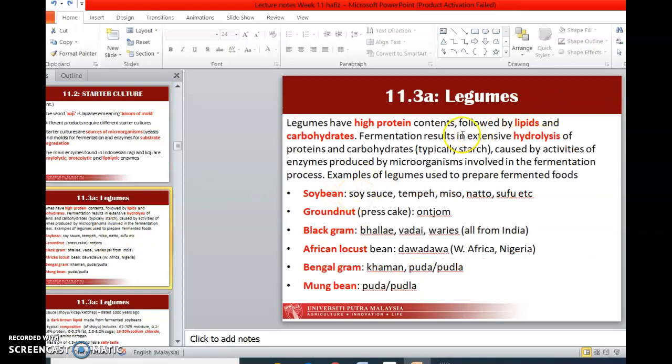The first example of fermentation is on legumes. They have high protein followed by lipid and carbohydrate. Fermentation results in extensive hydrolysis of protein and carbohydrate, caused by the activities of enzymes produced by the microorganisms involved in the fermentation process. Examples of legumes: soybean is the most common one, groundnut, black gram, African locust bean, and so on.